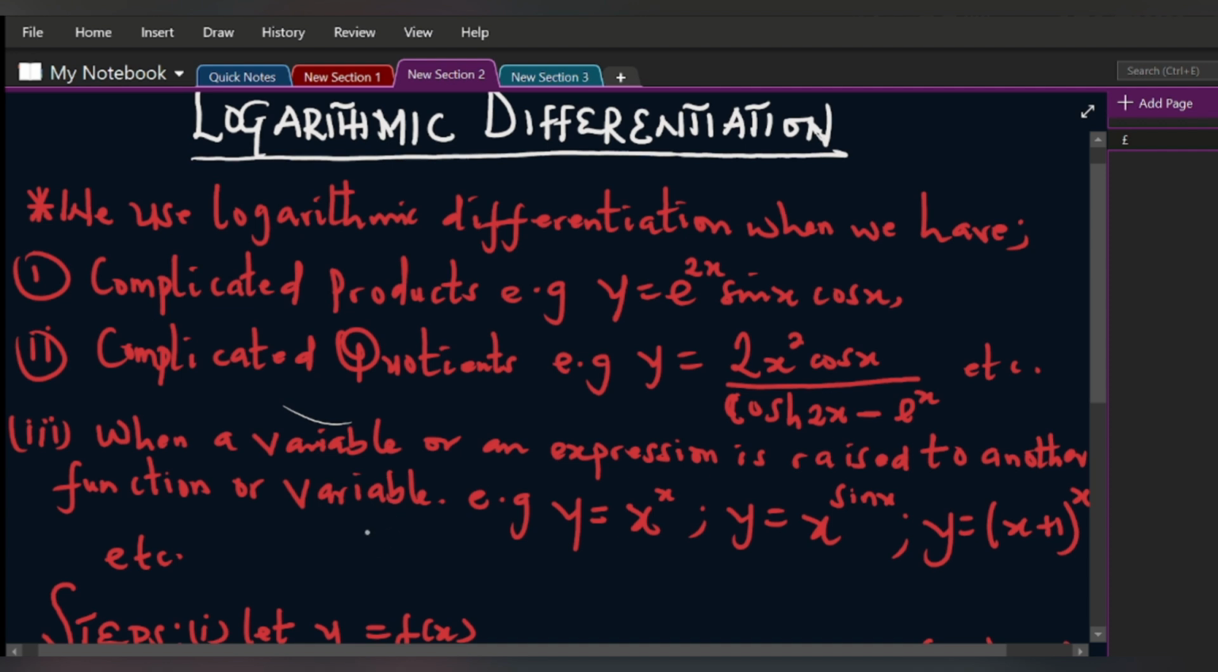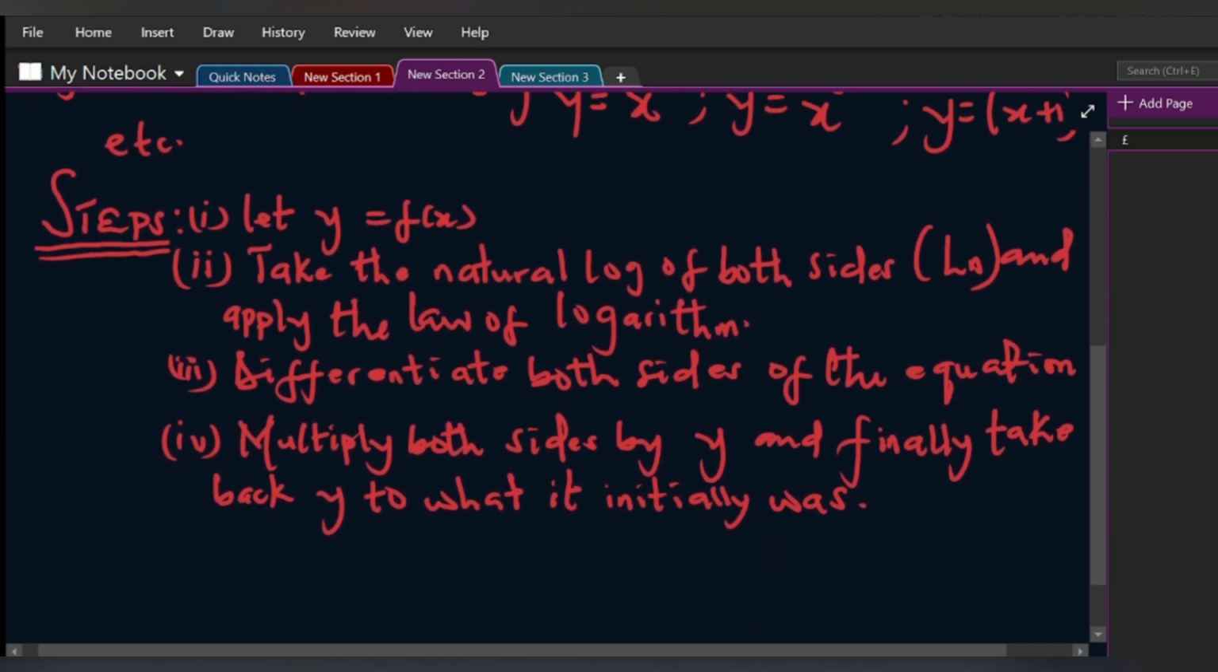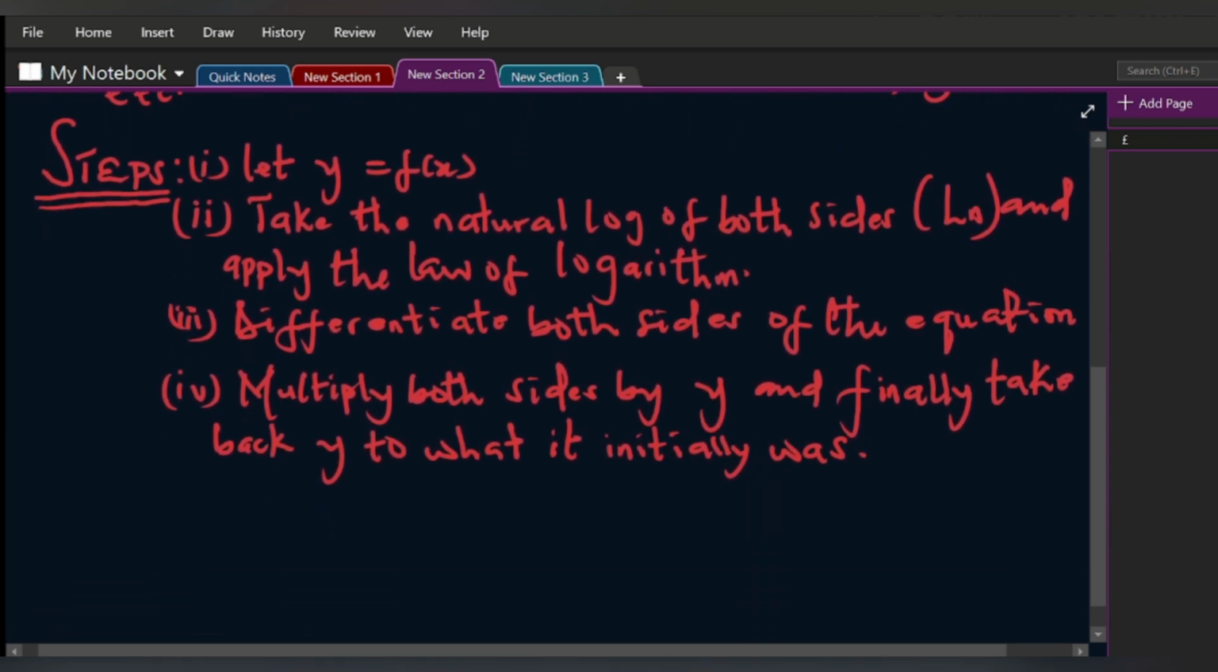Okay, now let's look at the steps. There are steps to using logarithmic differentiation. Step 1, let y be equal to your function. Any function you are given as a question, replace that function with y. That's step 1.